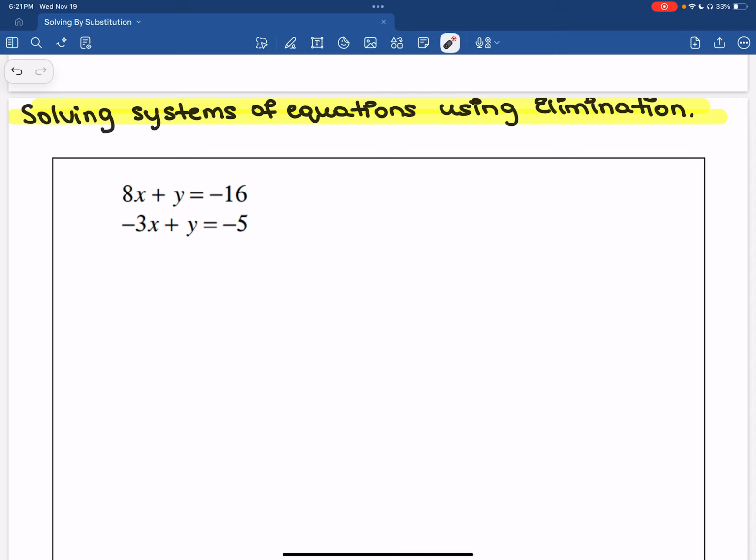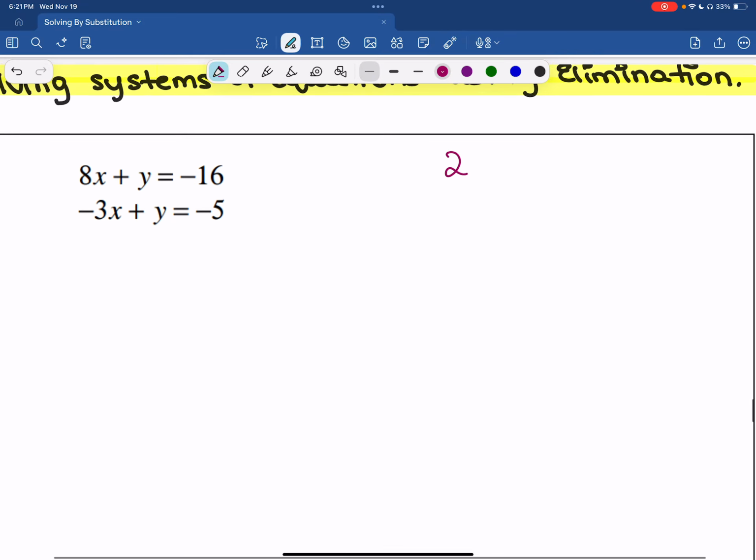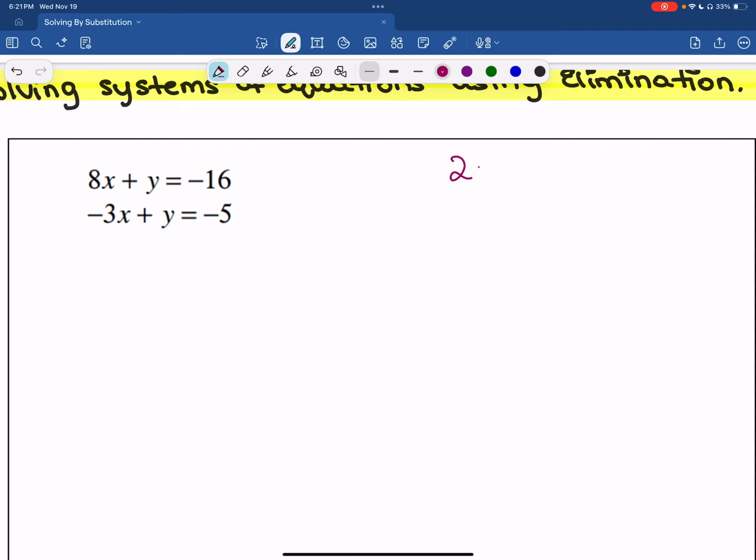If a term or a value or a variable is positive and we're trying to make it negative, all we have to do is multiply that by -1. So just for example, if I had the number 2 and I was trying to make this 2 negative, all I would have to do is multiply this 2 by -1. 2 times -1 is just -2.